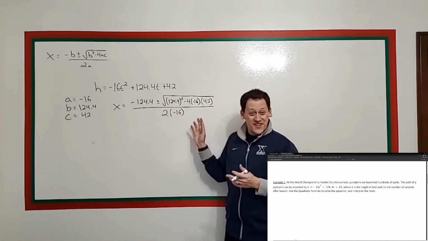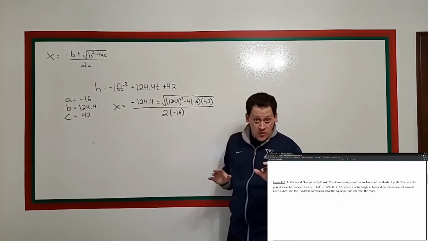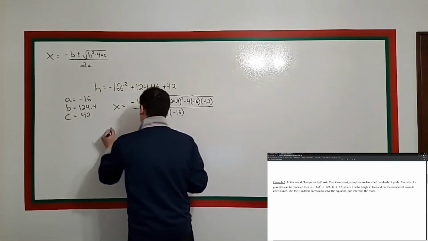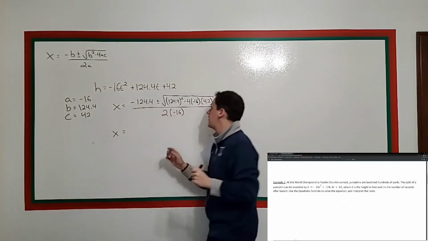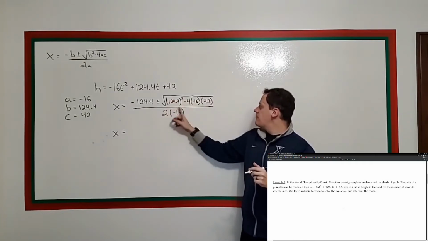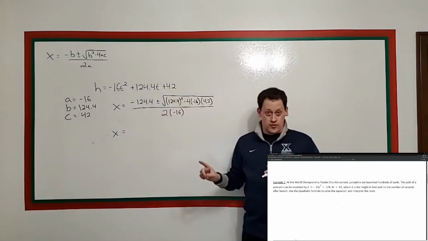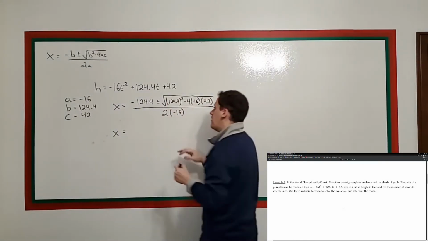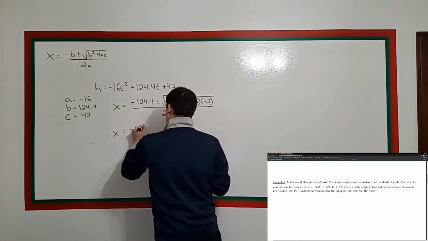Okay. So, what I recommend here, type this into your calculator. Not all at once. I would not do this all at once. I would do it in pieces. I would figure out everything inside the square root first. Okay, leave everything else for now.